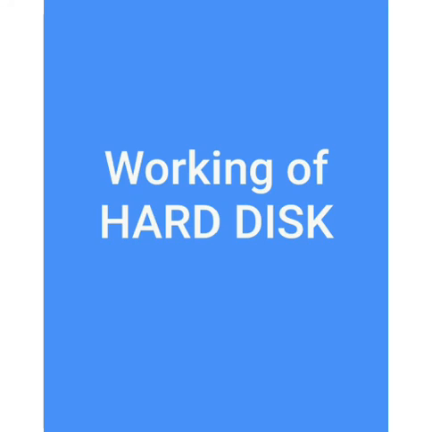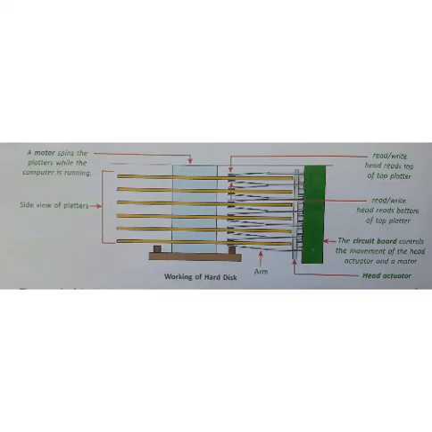A typical hard disk has multiple platters stacked on top of one another, like surfaces. Each platter has two read write heads, one for each side, on both the sides.